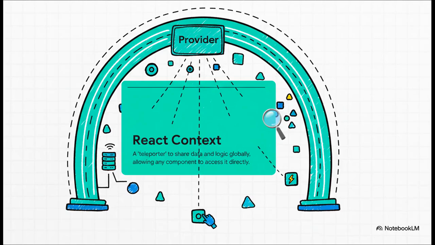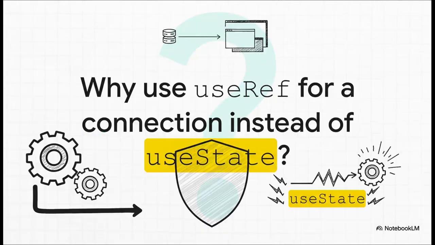And React's solution is so elegant. It's called Context. And honestly, the best way to think about it is as a data teleporter. We just wrap our entire app in a provider that holds our global data, like our WebSocket connection. And now any component, no matter how deeply nested it is, can just tap directly into that provider and get exactly what it needs. No drilling required. It's a game changer. Now, this is a super critical architectural decision. Why would we use a useRef for our WebSocket connection and not the useState hook we've been talking about?